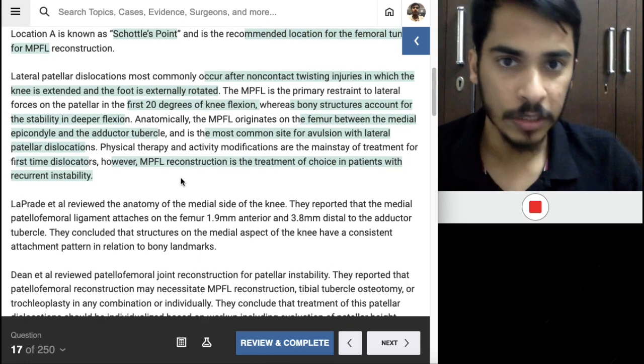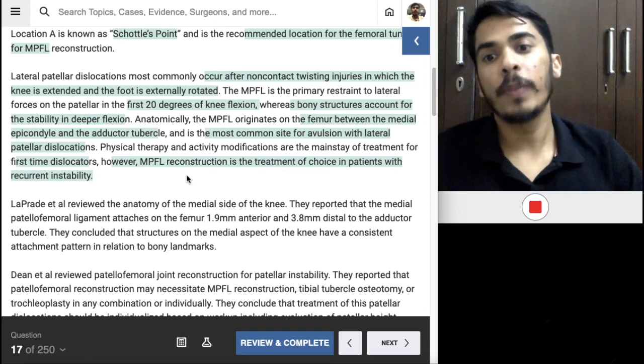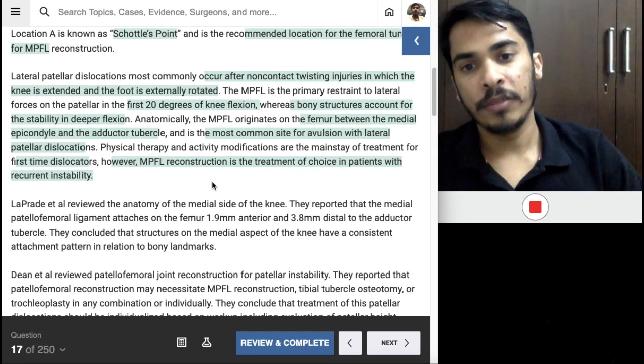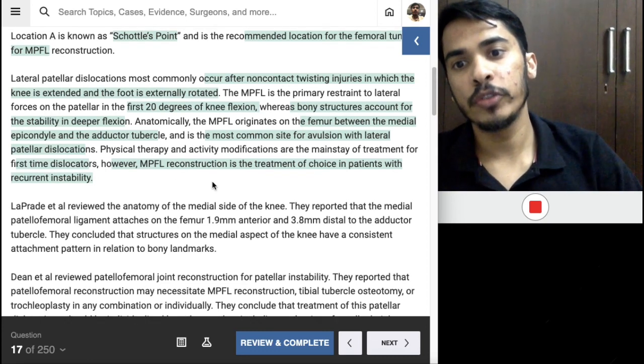Recurrent patellar dislocation should be operated, and it is most commonly treated by MPFL reconstruction, but treatment has to be changed according to other parameters also, which we will be discussing later.